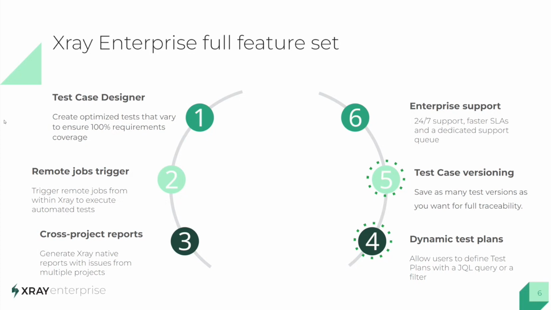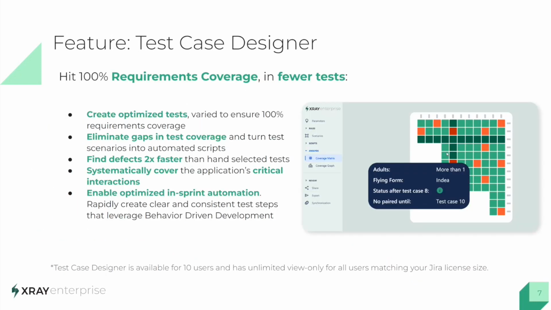The remote jobs triggers are a new way to trigger the jobs on your CI/CD platforms. Cross-project reports let you now make a full view of how your system is doing right now. There is the enterprise support that we already mentioned, and really soon, the new test case versioning and the dynamic test plans, which both will allow you to create even more extensive and complex test cases and test plans. Now I'm going to go through each one of these features and explain them in more detail.